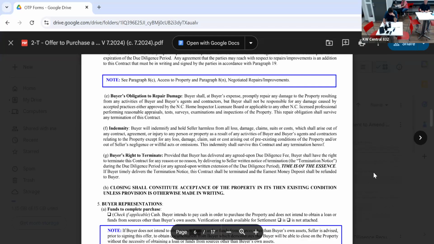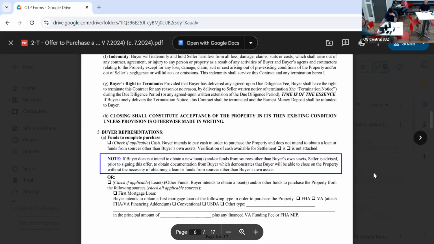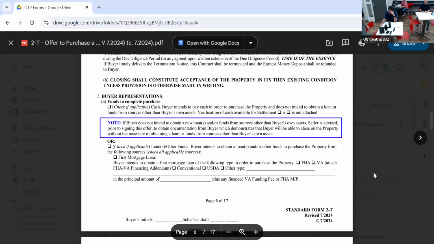What it does mean is that if there were any earnest money also attached, they would be entitled to get their earnest money back if it is terminated prior to the end of due diligence. And they talk about closing constitutes acceptance. Y'all know that.